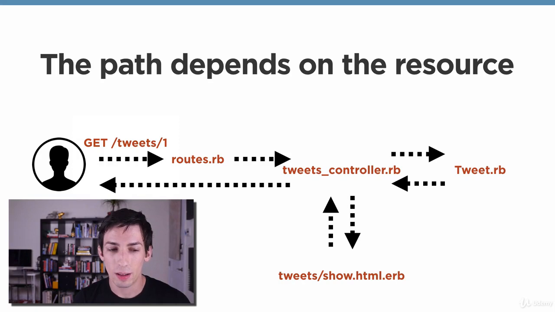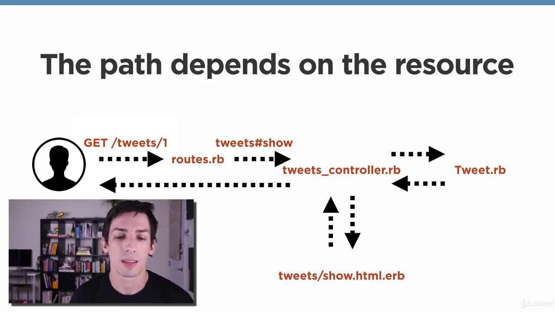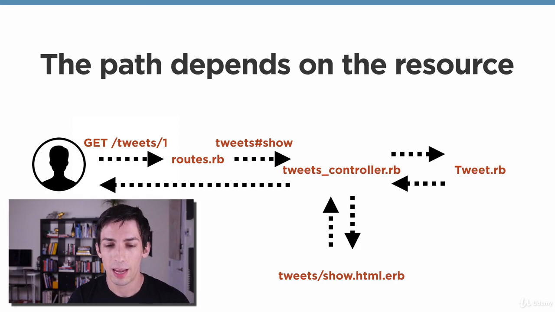Well, the routes.rb file is going to interpret that, and it's going to basically say, okay, this needs to go to the tweets show action, because the user wants to see a particular tweet, and that's what the show action does. We'll get to that in a second. So the routes file basically says, now go to the tweets controller and invoke the show action there.